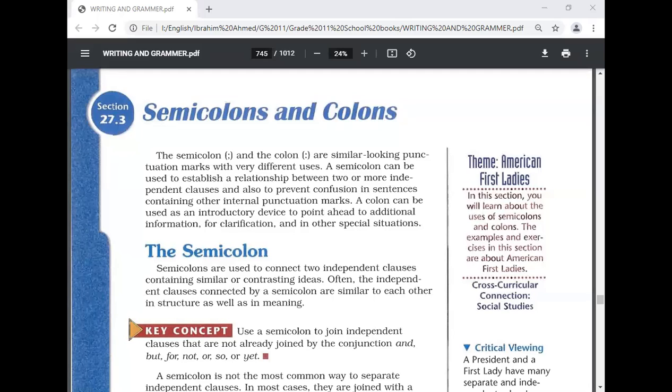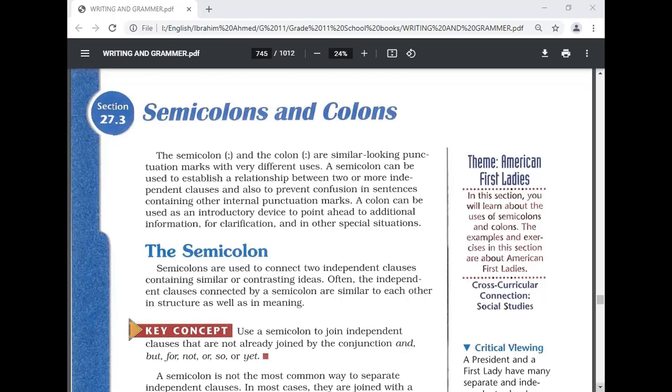They are used differently. A semicolon can be used to establish a relationship between two or more independent clauses and also to prevent confusion in sentences containing other internal punctuation marks. A colon, on the other side, can be used as an introductory device to point ahead to additional information like a list or something else for clarification and in other special situations.